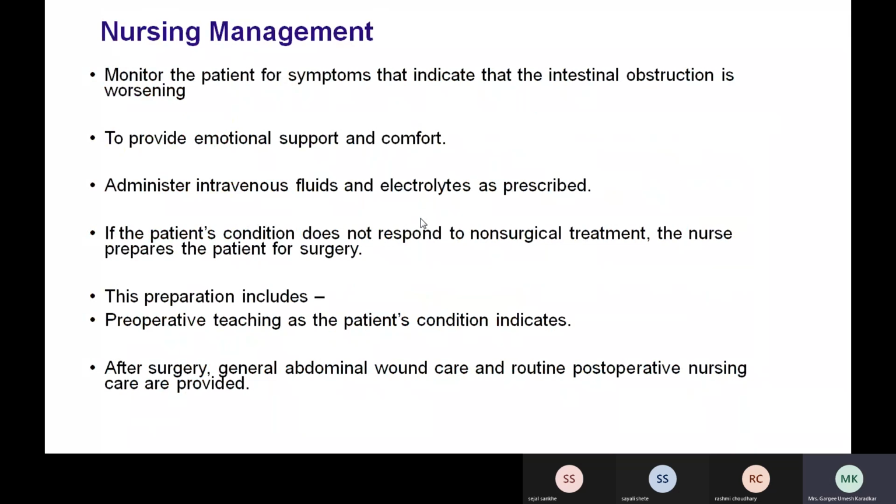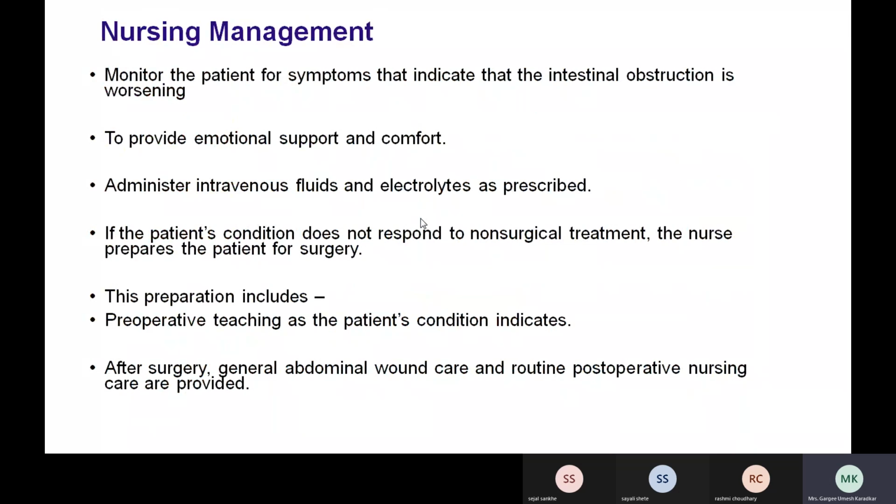Nursing management: you have to monitor for the signs and symptoms of intestinal obstruction. If it is worsening, if the patient goes into shock, that has to be monitored. Then, of course, providing emotional support, because many times we said that this may be a life-threatening situation for the patient. So provide emotional support and comfort, and administer the IV fluids and electrolytes as prescribed. If the patient's condition does not respond to any non-surgical treatment, then the nurse has to prepare the patient for surgery. Pre-op preparation and post-op care are similar to whatever we said, but here, if the patient has a colostomy, colostomy care is required.